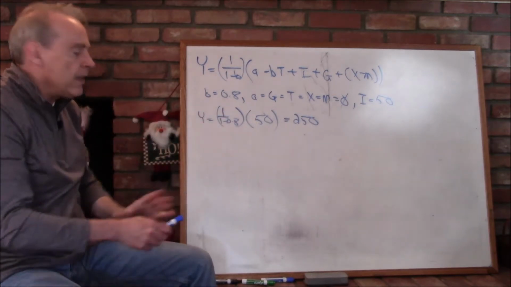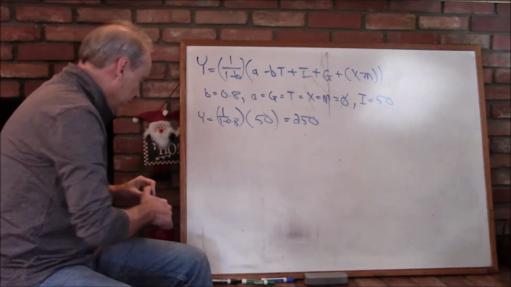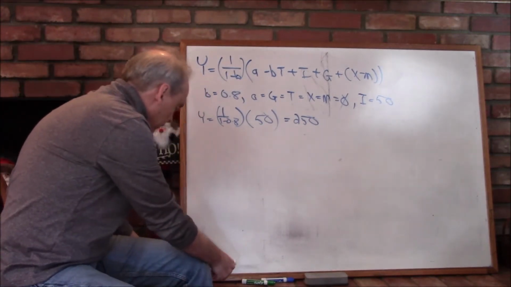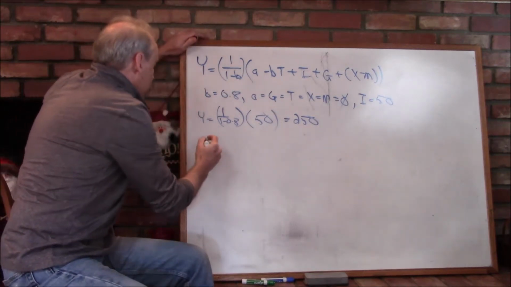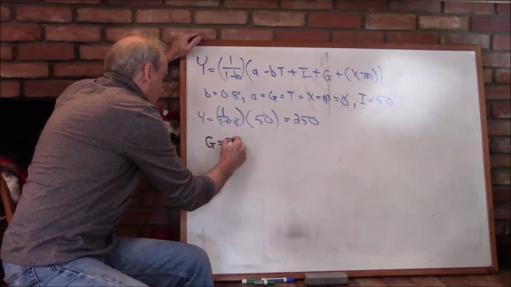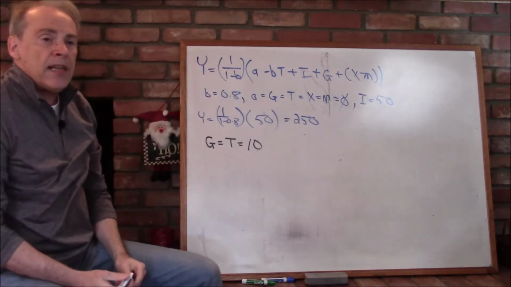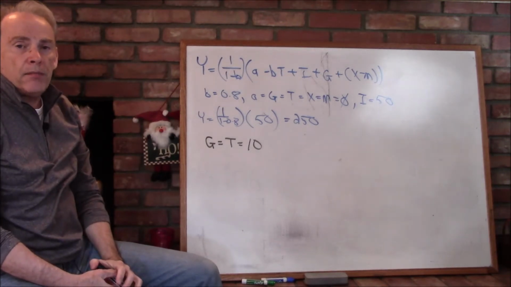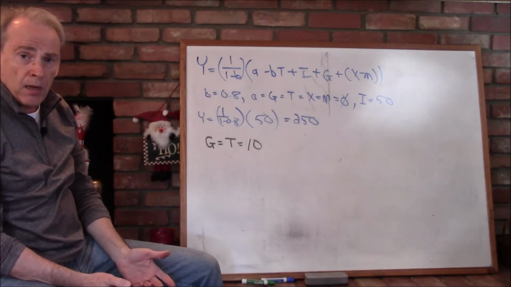Now let's say that all of a sudden, that dang government, let's see, I think I'll use black. The government decides that they're going to tax and spend $10, or 10 trillion, whatever we're talking about here. Let's plug it all back in again and see what we get.